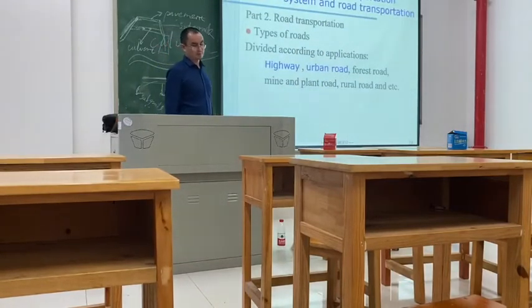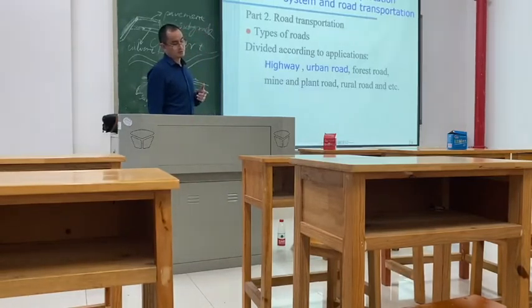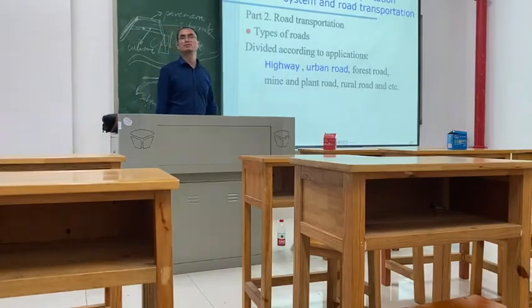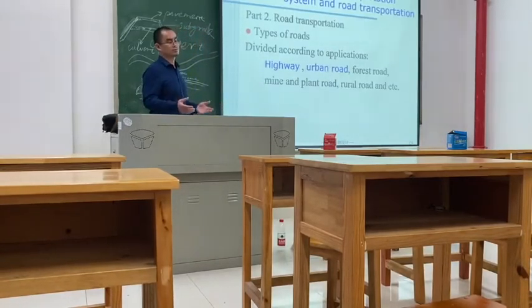Types of road. In China, roads are divided according to their applications: highway, urban road, forest road (林区道路), mine and plant road (矿区和工厂道路), and rural road. Rural road is village road, 乡村道路.